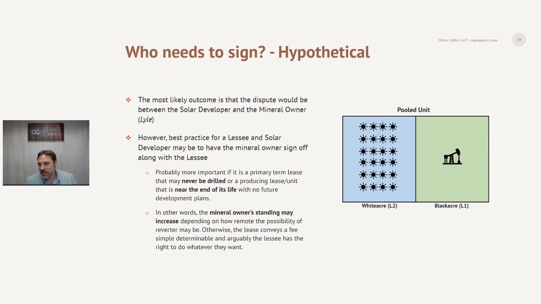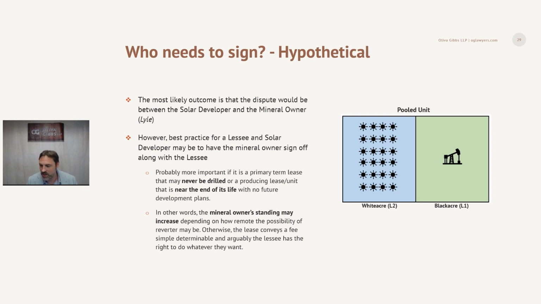So the most likely outcome is that the dispute would ultimately be between the solar developer and the mineral owner. However, the best practice for a lessee or solar developer may be to have the mineral owner sign off along with the lessee. Again, probably more important to do this if the lease is still in its primary term and may never be drilled, or a producing lease or unit is kind of nearing the end of its productive life. There's just nothing really going on in the area.